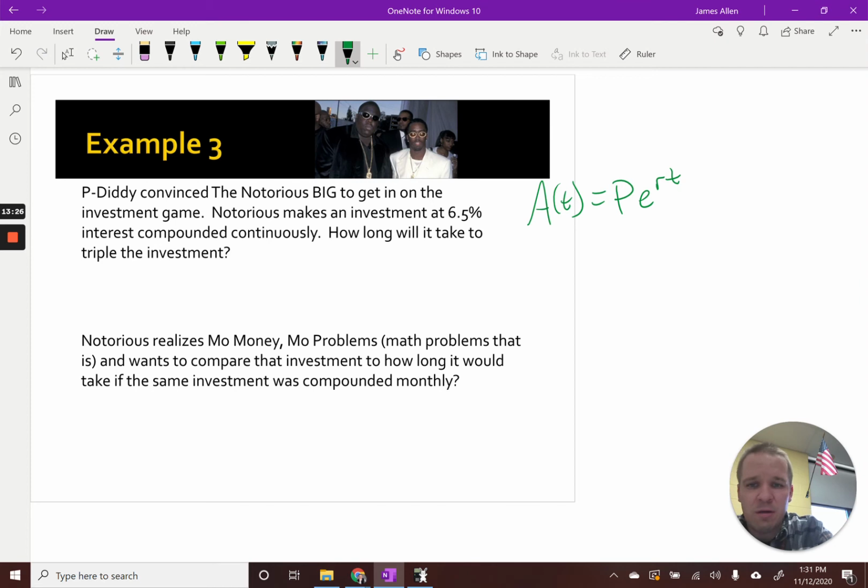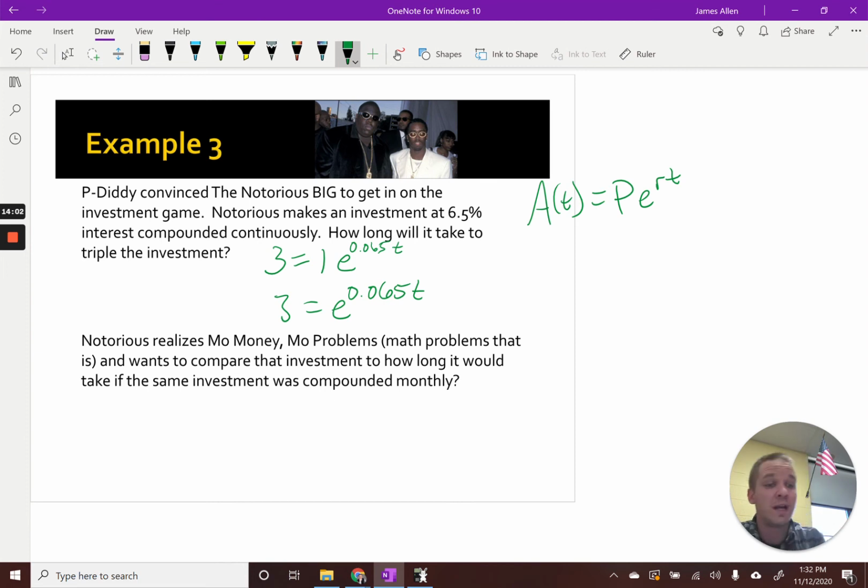So what we'll do is we'll just say, well, if my initial investment's 1, then my new one would be 3. So I'll have 3 equals 1 e raised to the 0.065 t. Okay. So I'm trying to figure out how much time it takes to go from $1 to $3, because that's tripling, right? If you want to put $1 million in, that's fine too. It's going to work out the exact same way. So if I divide by 1, that's just gone. It's just really 3 equals e to the 0.065 t.